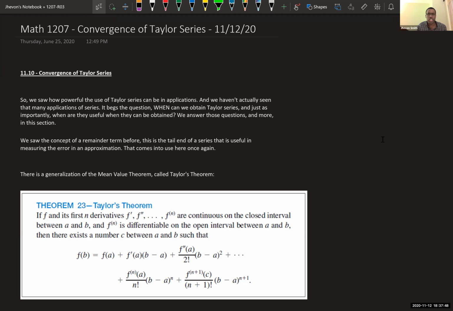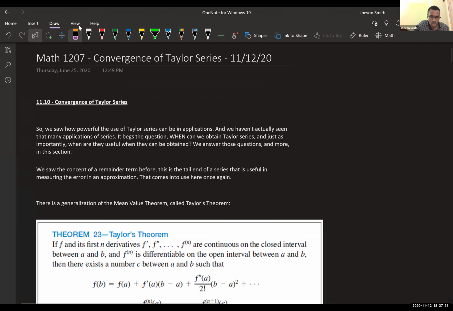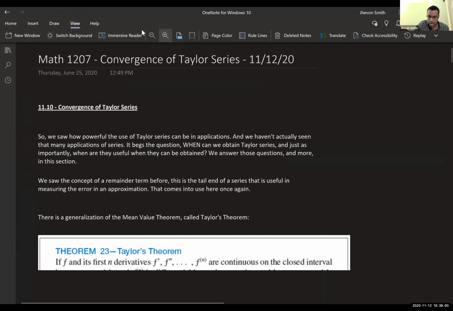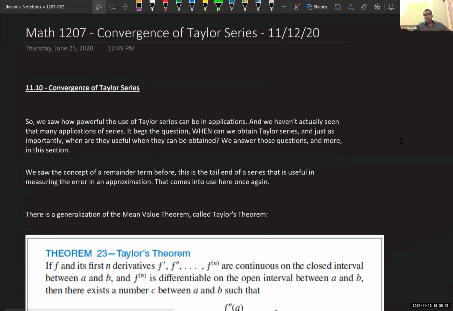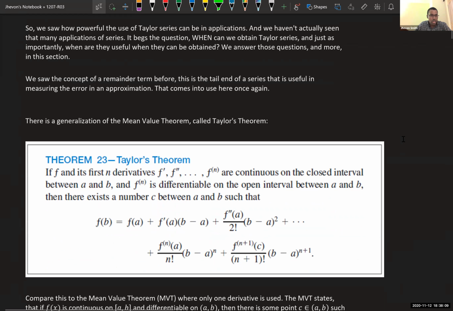How good is a Taylor series as an approximation to a function? So this goes into the idea of the convergence of Taylor series. I just want to talk about some essentials of that.